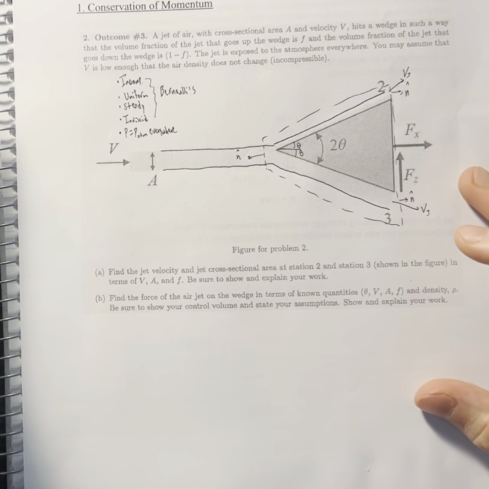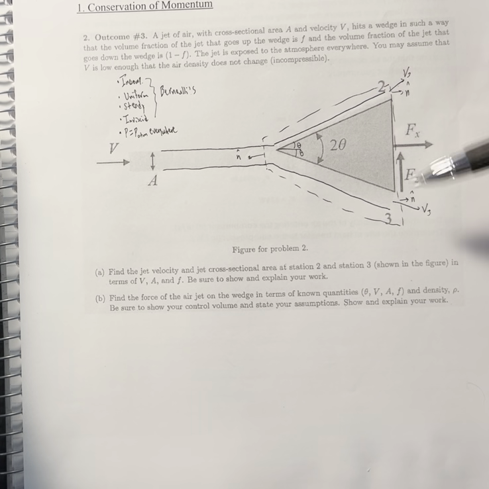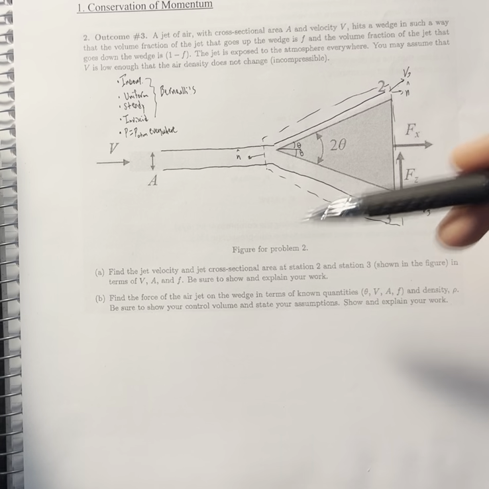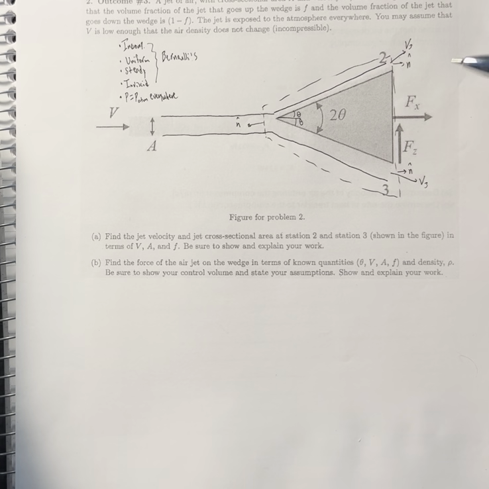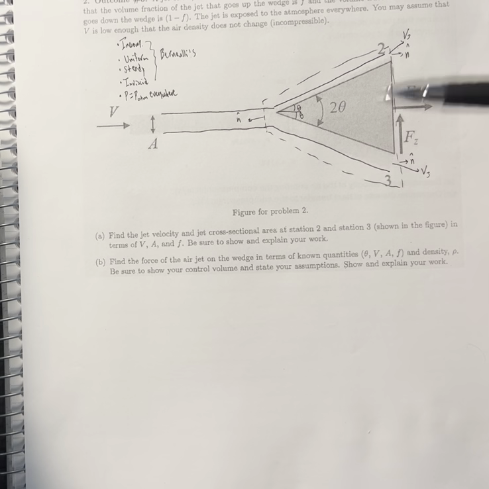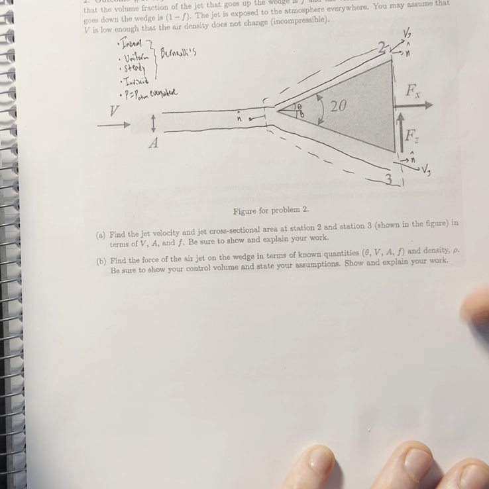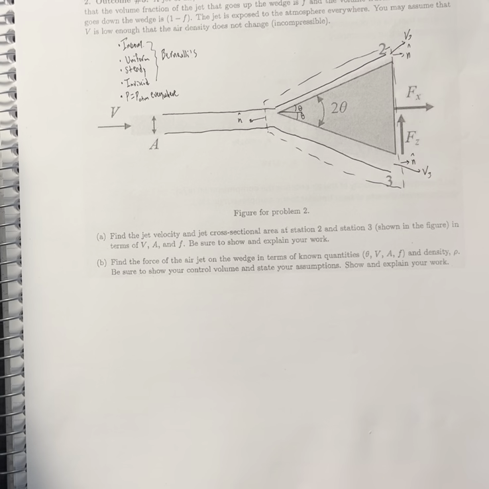So it says, for part A, we want to find the jet velocity and jet cross-sectional area at station 2 and station 3, shown in the figure, in terms of V, A, and F. And be sure to show your work. In part B, find the force of the air jet on the wedge in terms of known quantities, theta, V, A, and F, and density rho. Be sure to show your control volume, state your assumptions. Well, we just did that, and show your work.